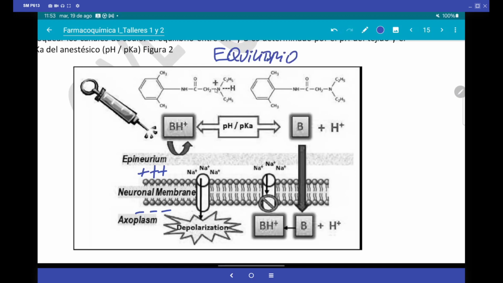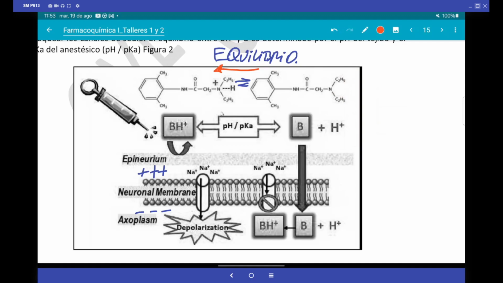Exact part is a percentage. As there is a balance, it means that at some point the balance is more displaced toward the protonated form, where there is more of the protonated form. But at some point we are going to have a certain amount neutral, and there the membrane passes through by passive diffusion. Inside, it protonates again, and in a positive state, it blocks the sodium channel.